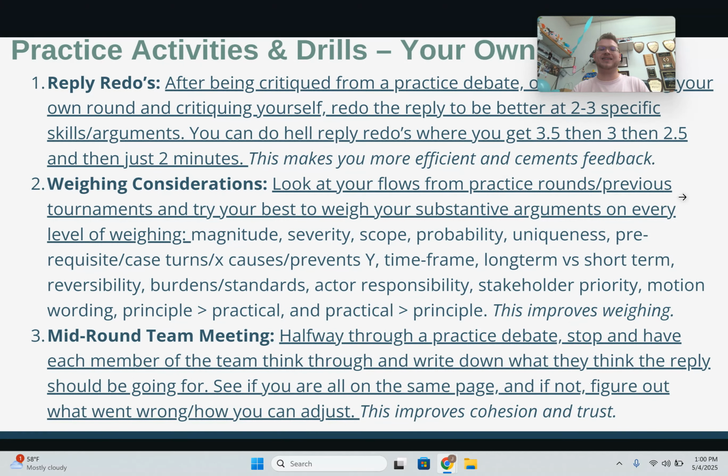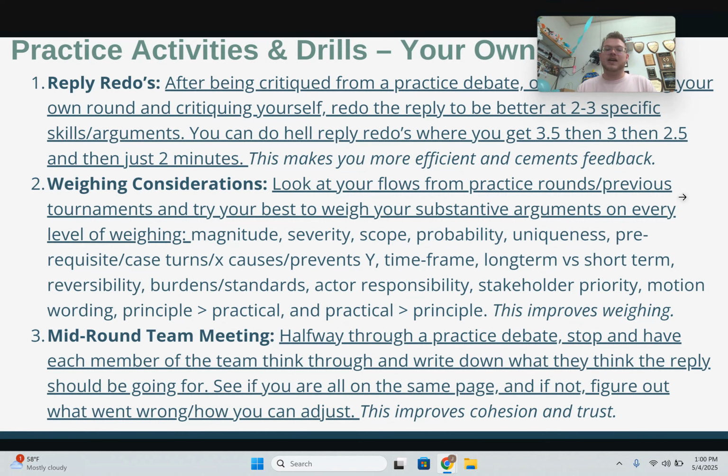You can also practice weighing considerations by looking at your flows from practice rounds or previous tournaments, and do your best to look at your substantive arguments and get them to outweigh every single one of your opponent's arguments on every single type of weighing. That can take a long time, but especially if it's a motion subject that you're going to debate a lot because it just happens to come up all the time, figuring out how do I make these arguments look bigger, stronger, and better than my opponents no matter how I have to do it, makes you really good at weighing.